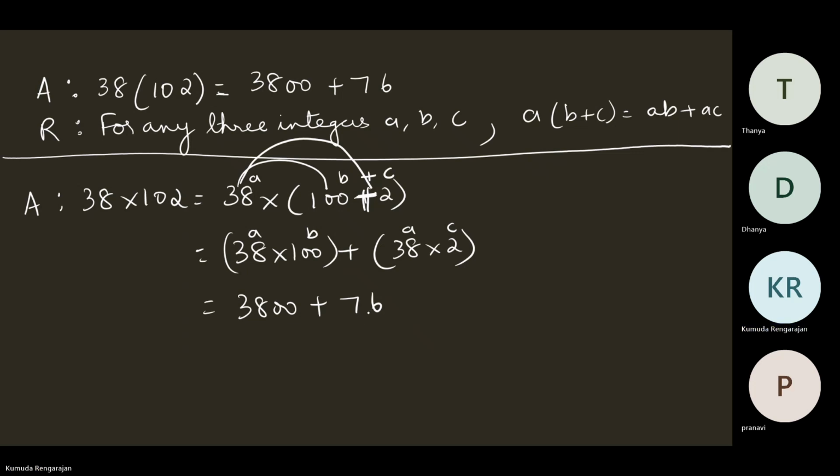In the reason, we have the distributive property, and in the assertion, we have an example similar to that. So both assertion and reason are true, and the reason is the correct explanation for the assertion statement. That's the correct option: assertion is true, reason is true, and reason is the correct explanation for the assertion statement. All right.